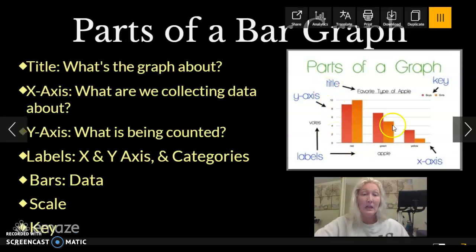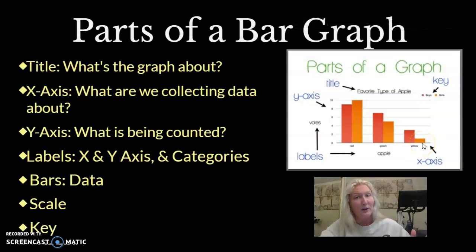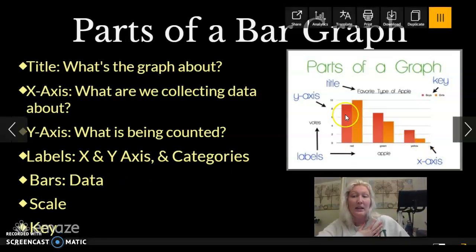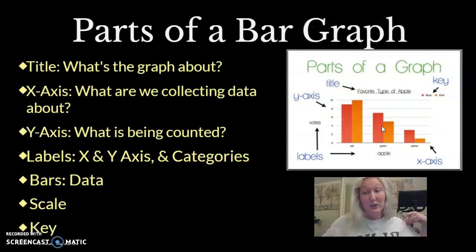Okay? The important thing about a bar graph is to make sure we have labels. So we have our labels for the x-axis, which is apple, and then we have votes for the y-axis. And then we also need to label our categories. So our red, green, and yellow. I don't know about you guys, but I know yellow is my favorite. Now these bars are what is our data, okay? That's where the data goes in, right there. That indicates what the data is that we've measured.